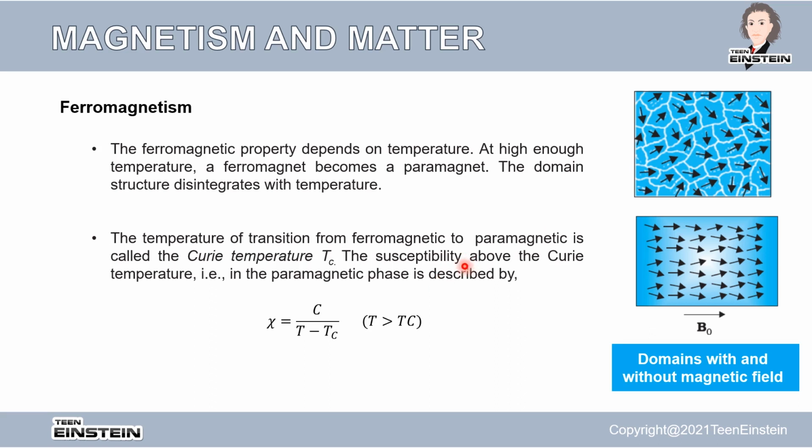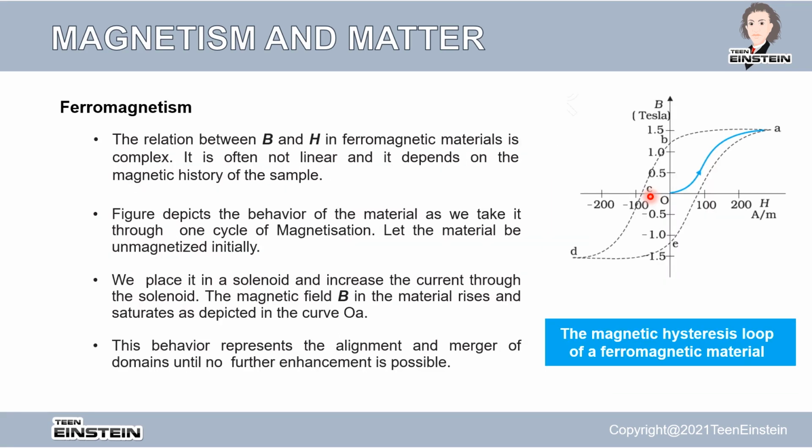So the susceptibility above the Curie temperature can be given as chi equal to C by (T minus Tc), when T is greater than Tc. So when T is greater than Tc, the material is like a paramagnet. But when the temperature becomes less than Tc, less than the phase transition temperature, it becomes a ferromagnet.